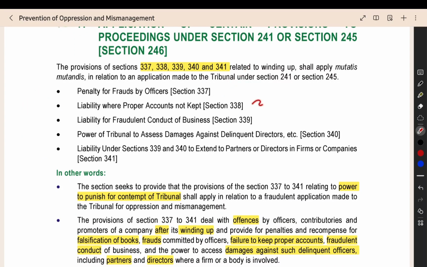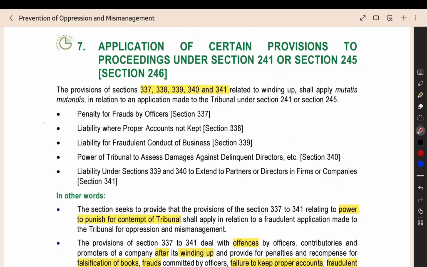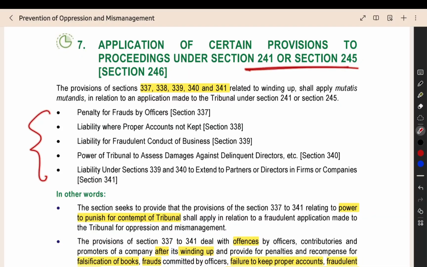Penalty for fraud, liability where proper accounts are not maintained, for fraudulent conduct of business, power of tribunal to assess damage against the delinquent director who is not following the directions of the tribunal. Then liability to extend to partners or directors in firms or companies. Then this section also will be applicable in case of this particular application under 241 or 245.